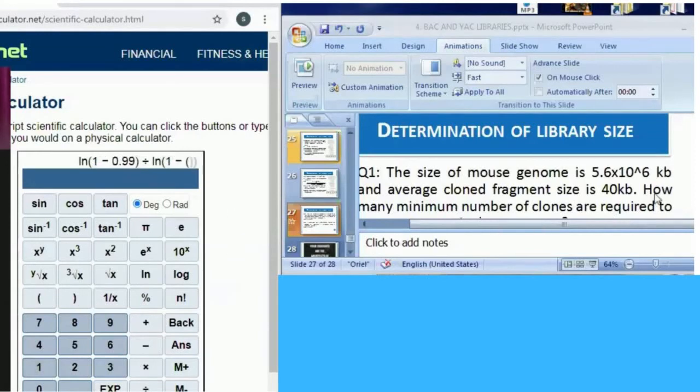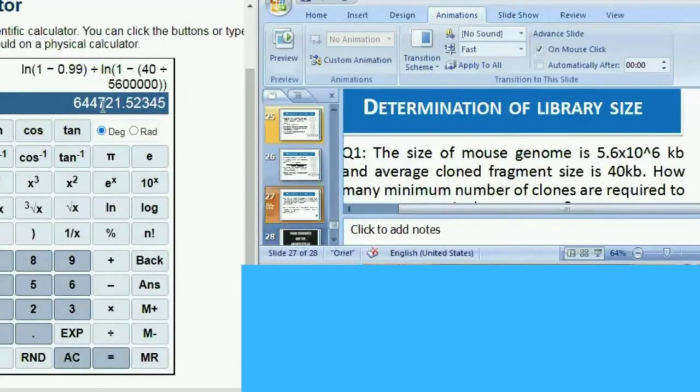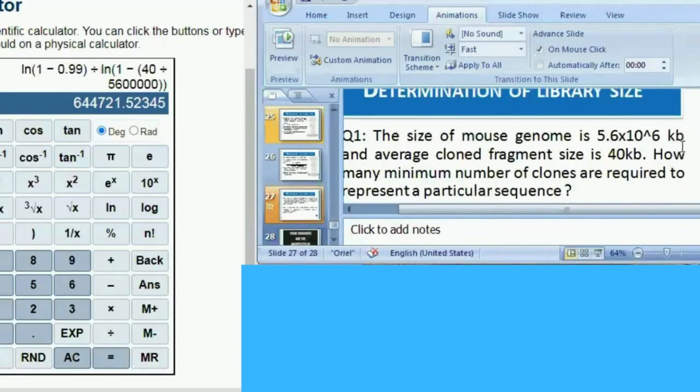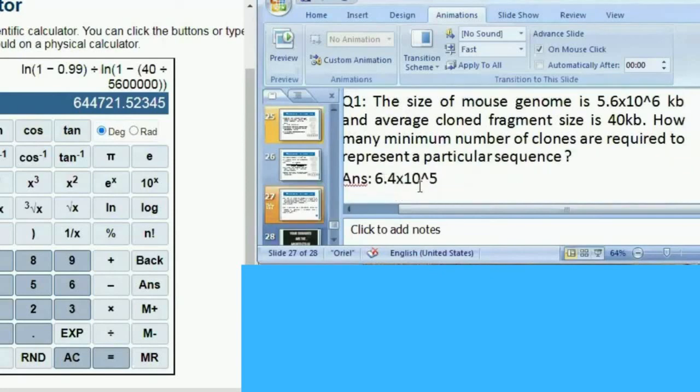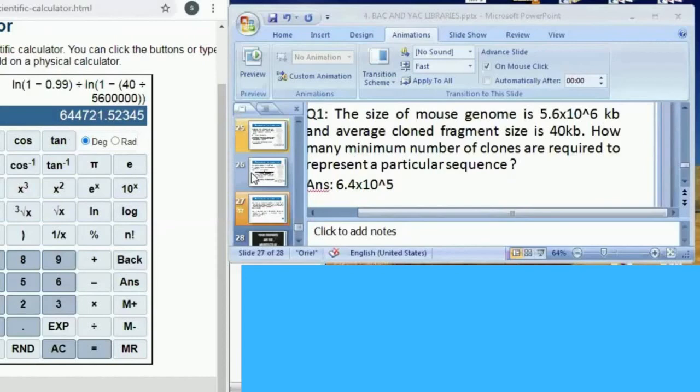F is nothing but the fragment size that can be cloned, 40 kb, divided by your whole genome, 5.6 into 10 raised to 6 kb. Both of them are in kb, so I'll put it like that itself. Okay. The answer is 6,44,721, so that is the answer we have over here also: 6.4 into 10 raised to 5 clones. So this is the answer we have got. I've used natural log. Very simply, I have put the formula in front of you.